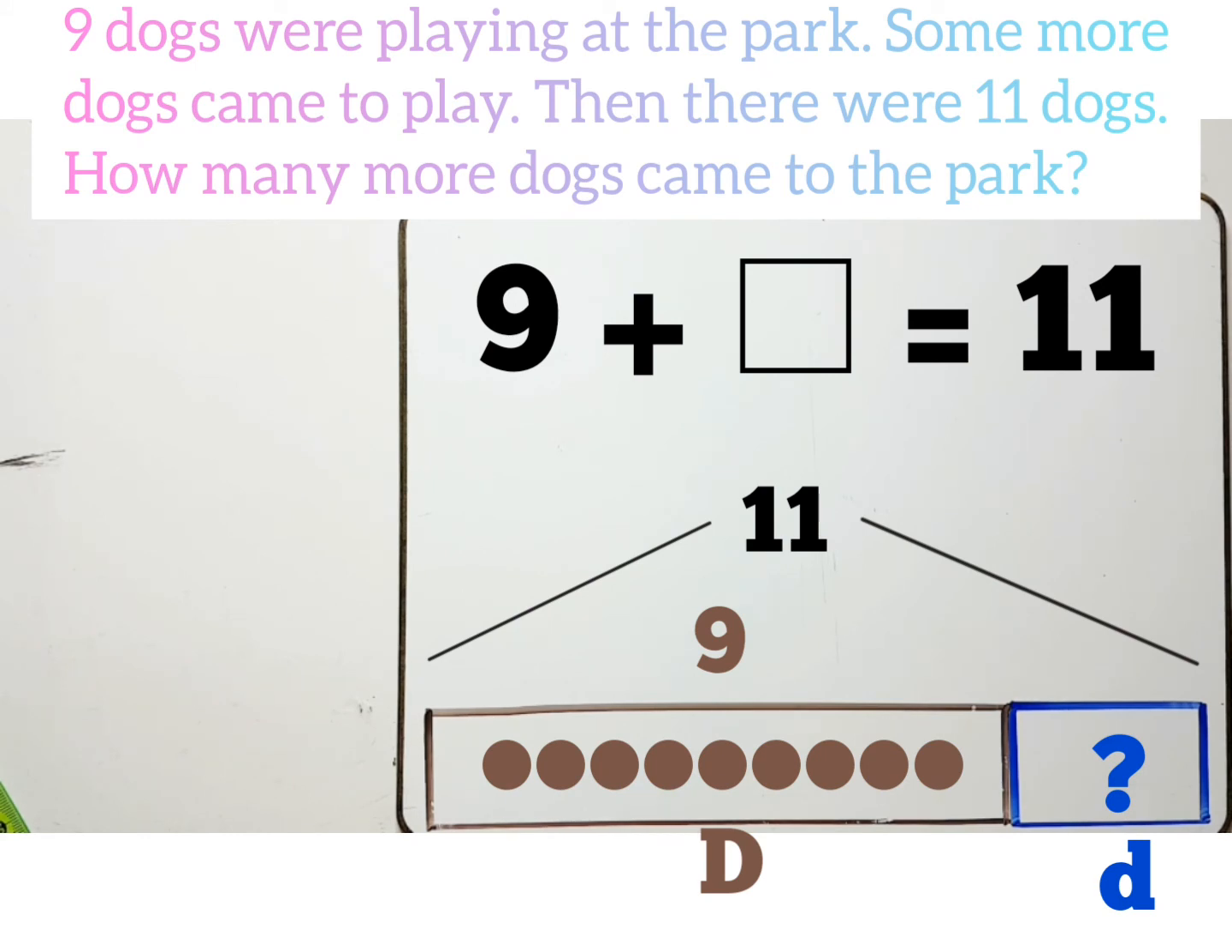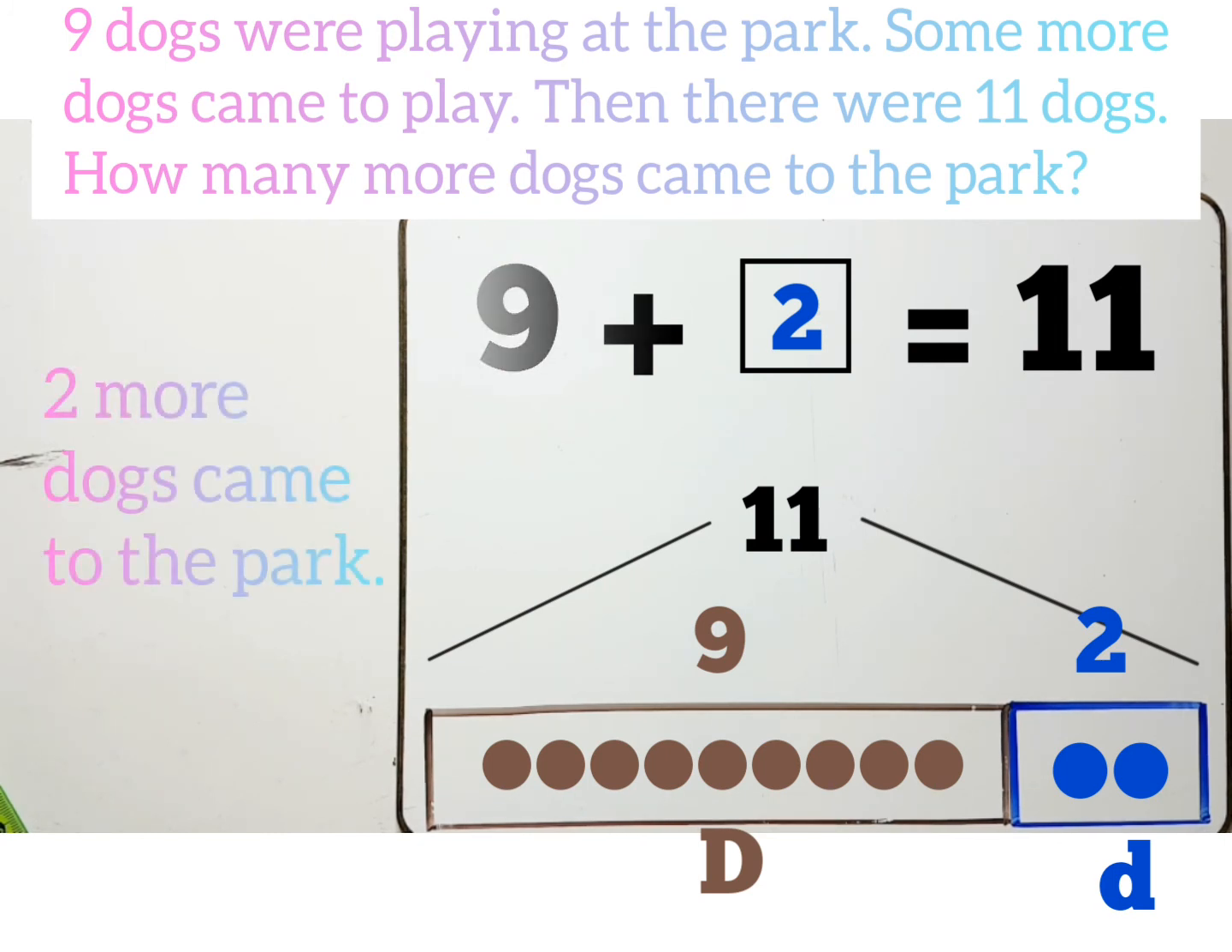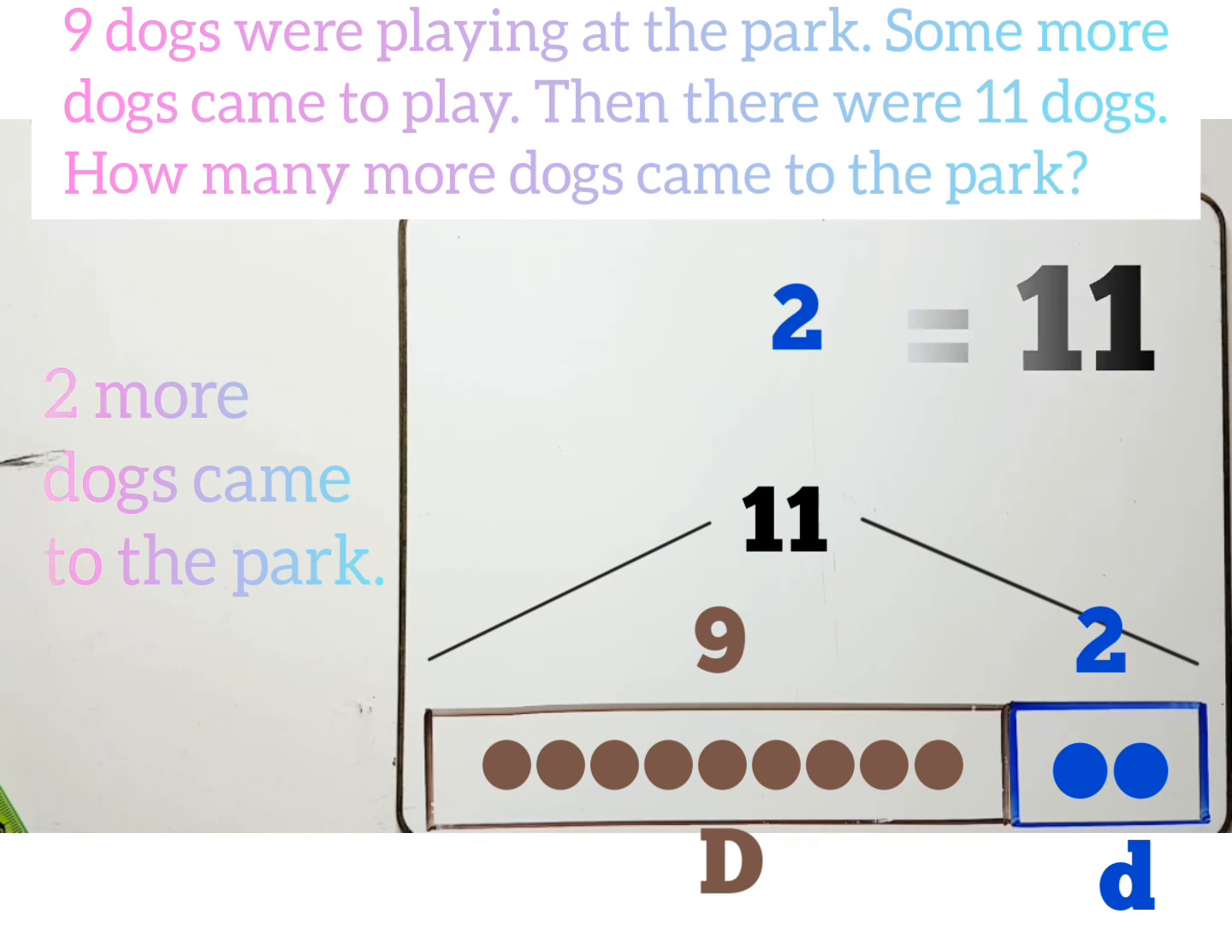So if I count on and I say 9, 10, 11, it took me 2 more jumps to get to 11, which means that the mystery number is 2. 9 plus 2 equals 11. And my statement would read, 2 more dogs came to the park. Let's try one more problem.